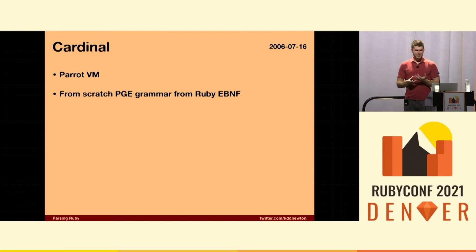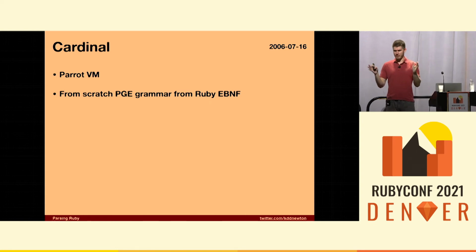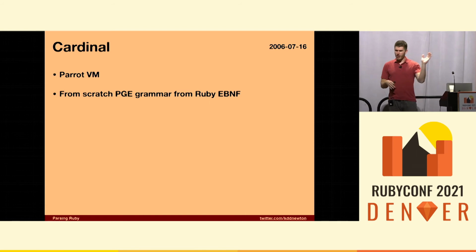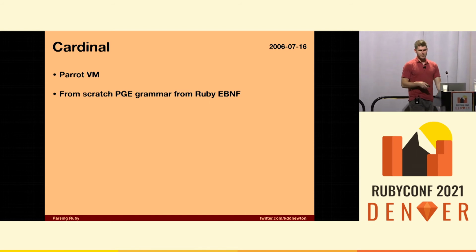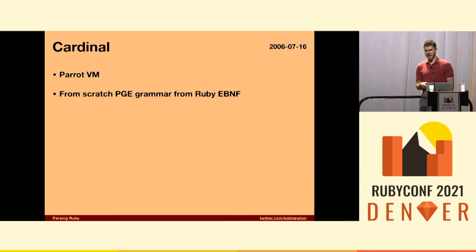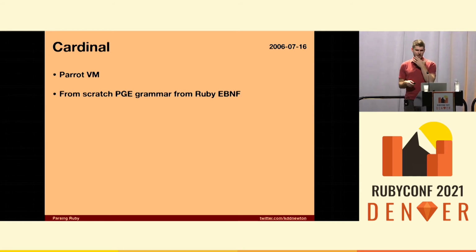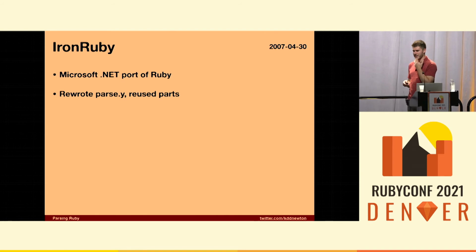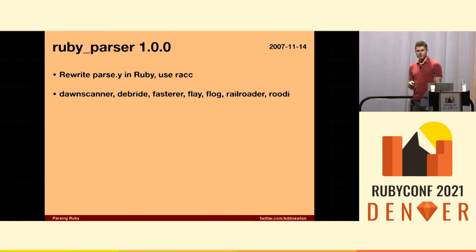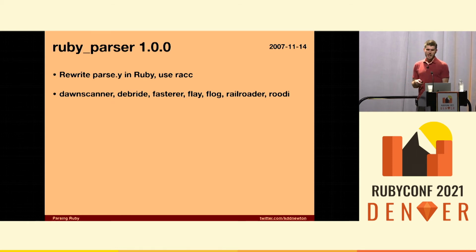I included Cardinal because it's a very interesting thing. It's a rewrite of the Ruby thing, except this time, instead of taking the parse.y file, it actually took the grammar. Mats had published a grammar, the abstract grammar that we looked at on a website way back when. And this was a fork of the Ruby 1.4 grammar, and they rewrote it in order to put it on the Parrot VM. Iron Ruby was written around this time for the .NET framework. Finally, Ruby Parser comes out. Ryan Davis rewrites his parser so that you can use it with Yarv in 1.9. Completely had to rewrite it and used Rack to generate it.